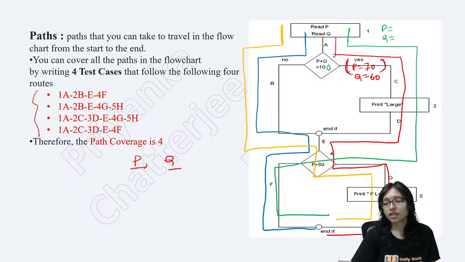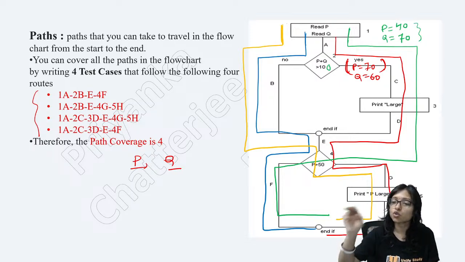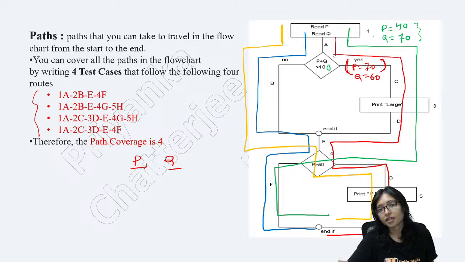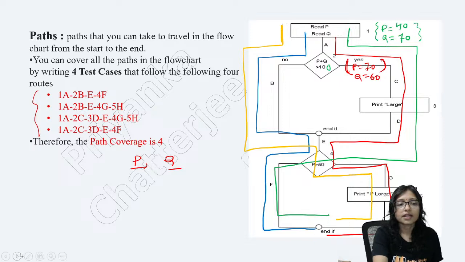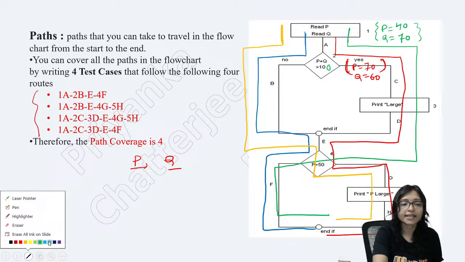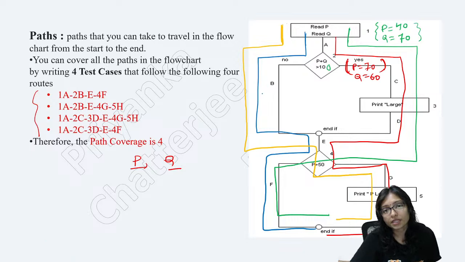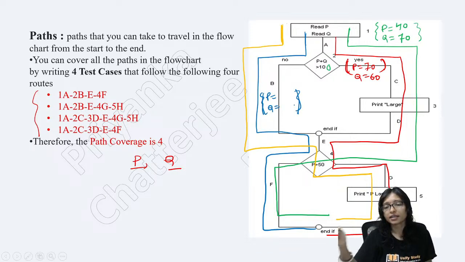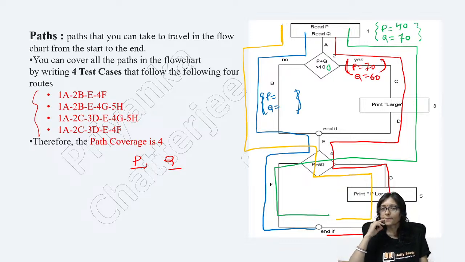Now 40-70, yes, very good. 40-70: P plus Q should be greater than 100 but P should be less than 50. This is another test case. Very good. Now tell me, what should be the blue test case? What will be the value for P and Q? What should be the value for P and Q?